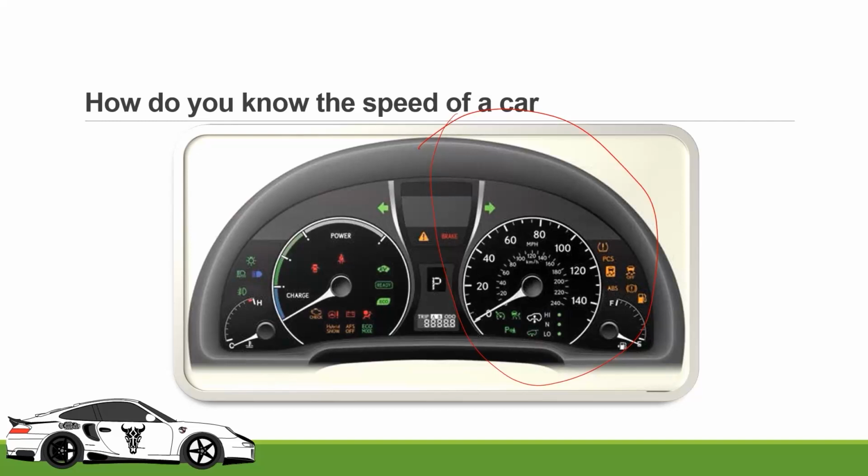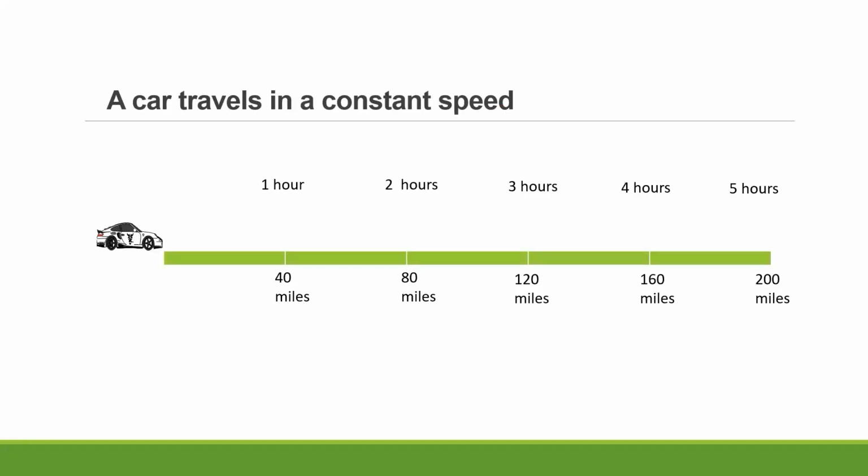Yeah, very good. The speed is 0. And what does that mean when the speed is 0? When the speed is 0 means the car didn't move anywhere and it stayed in the same place. Cool. So let's look at this problem.